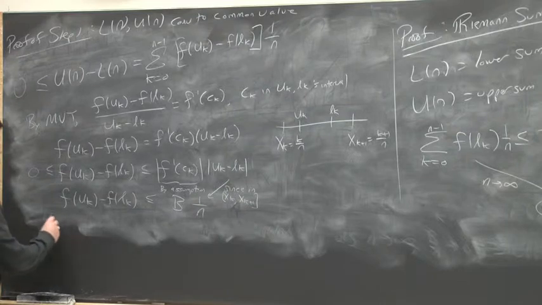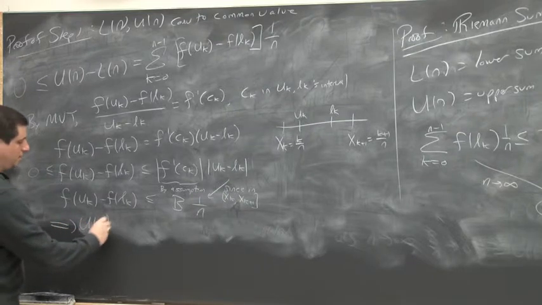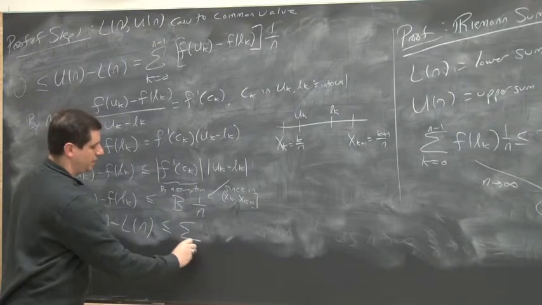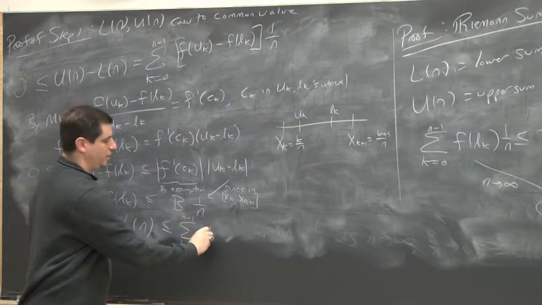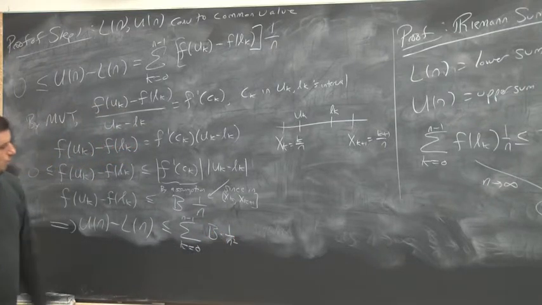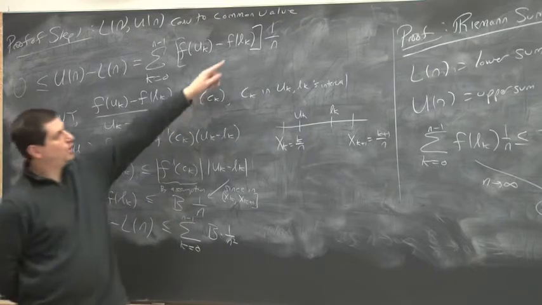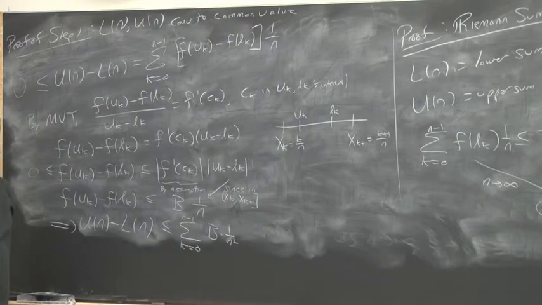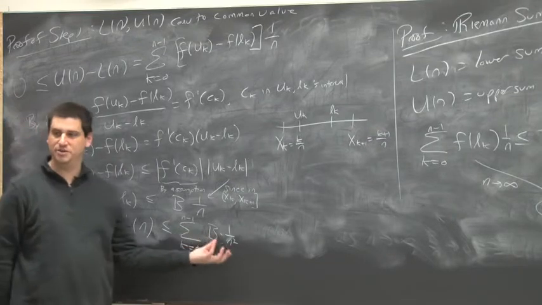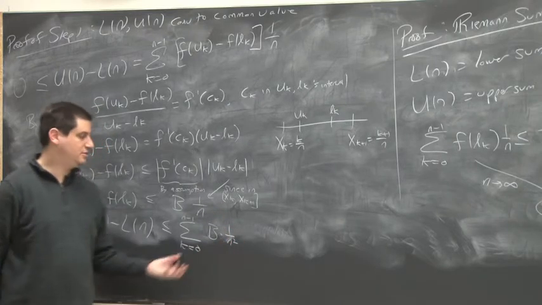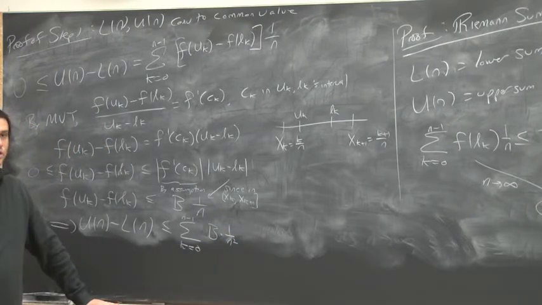And so now we get, therefore, u_n minus l_n is thus equal to the sum, k goes from 0 to n minus 1, of b times 1 over n squared. One of the 1 over n's comes from here, one of the 1 over n's comes from here. This is essentially the easiest sum I could give you. The easiest sum I can give you is when every single term is the same. Every single term here is the same. It's just b times 1 over n squared.